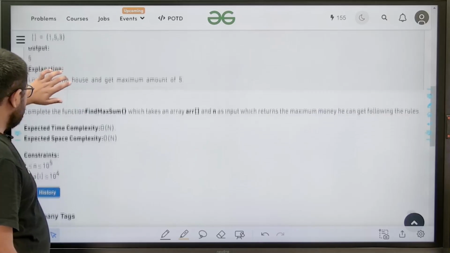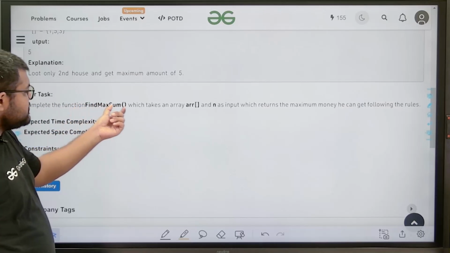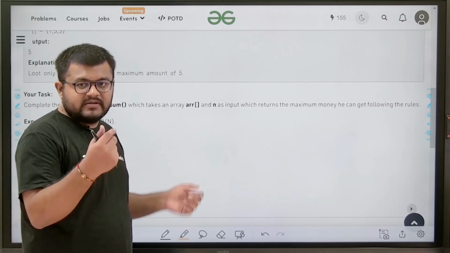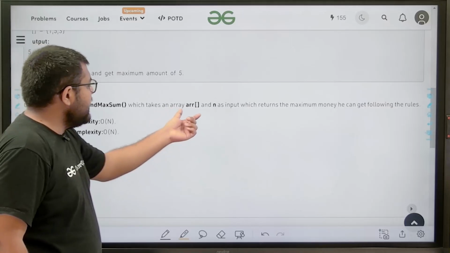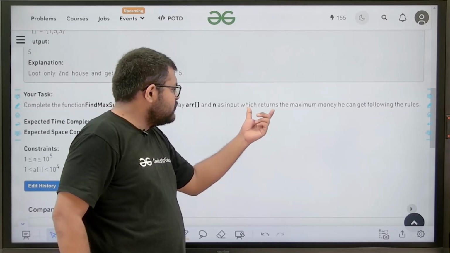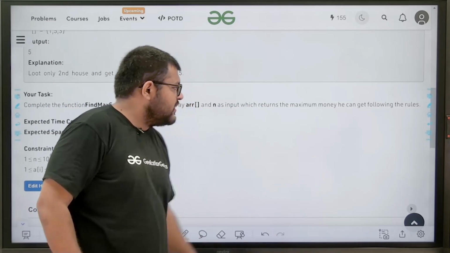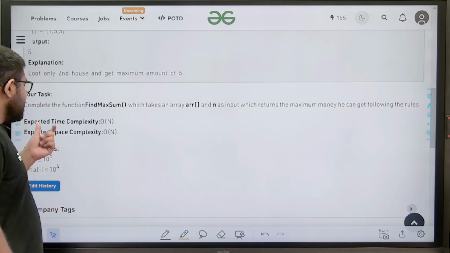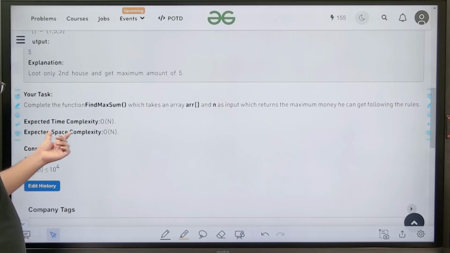Complete the function findMaxSum, which takes an array which represents the amount of money in each house, and n, that is the number of houses, as input, and which returns the maximum money he can get following the rules. Expected time complexity is O(n) and expected space complexity is O(n), and the constraints are given here.